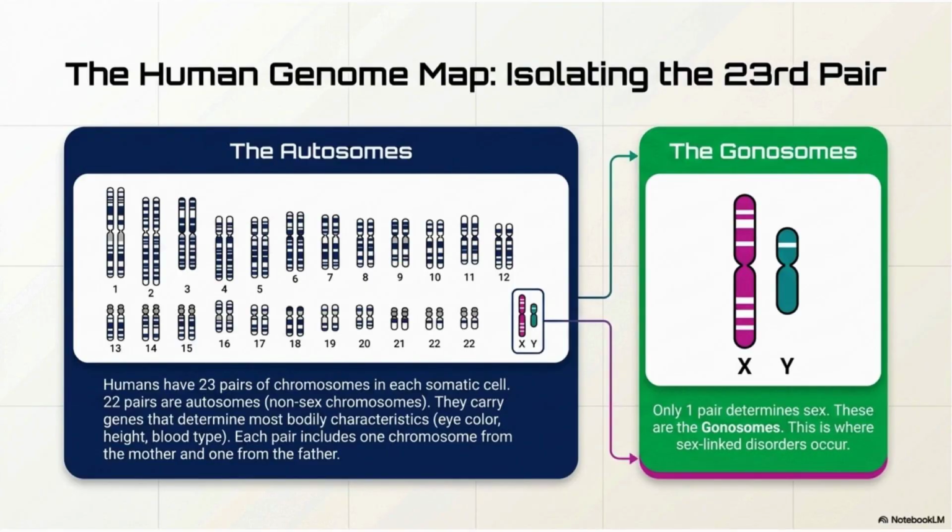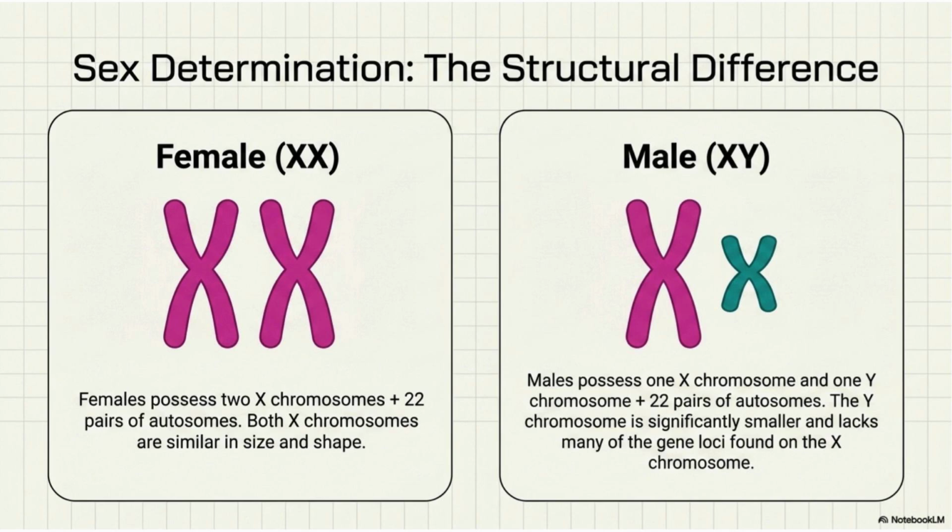Sex-linked inheritance refers to traits that are controlled by genes found on the sex chromosomes. The sex chromosomes are usually found on the 23rd pair. Sex-linked disorders are especially found on the X chromosome. In humans, we have two sex chromosomes. Females are XX and males are XY.